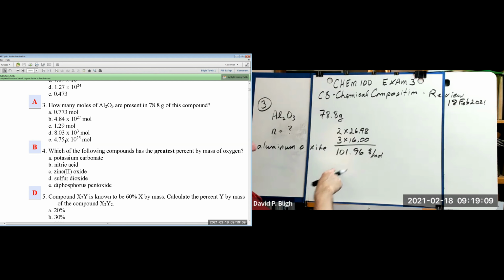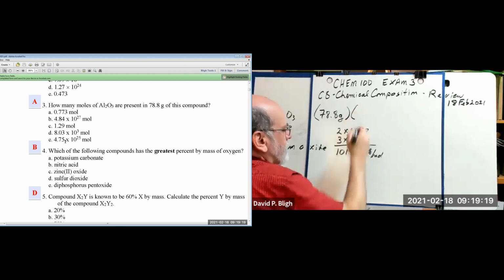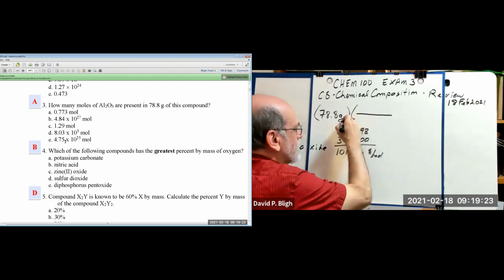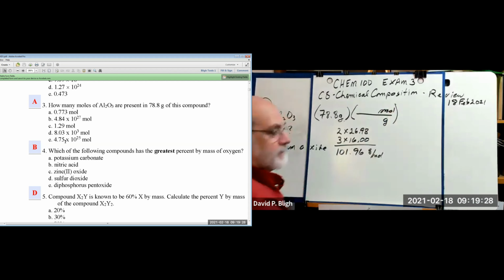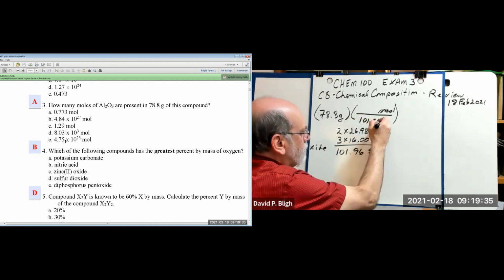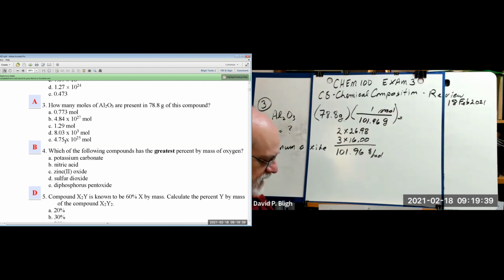Okay, so how do we employ that to find out, to answer this, the number of moles? Well, this needs to be canceled, and this needs to be left over. That's how you do it. So we need to actually flip it and put this on the bottom. Then we can take 78.8 and divide that into it.